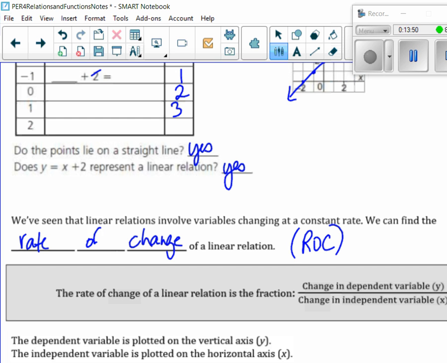Change is the difference between. So for instance, if the x went from 5 to 3, the change would be 2. If the y went from, say, 10 to 2, what would the delta be? 8. And so then you would take 8 and divide by 2, and you would get 4. So that means the rate of change is 4. Okay? So it says the dependent variable is plotted on the y and the independent on the x. And I think everybody knows that already, right?